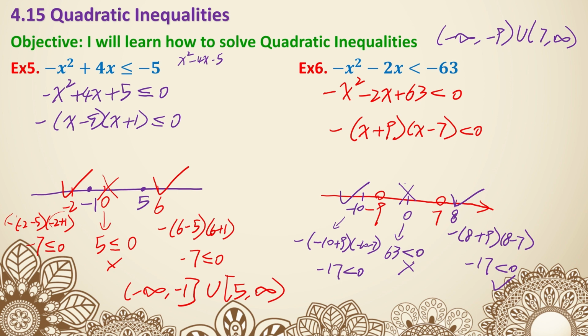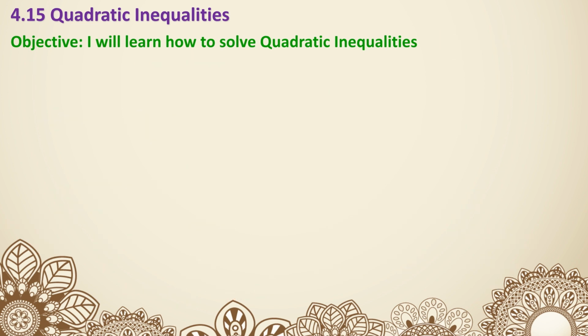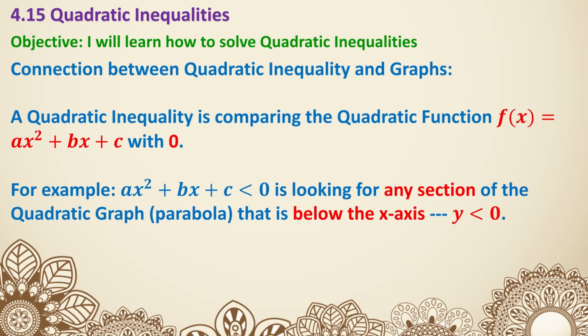Moving on. So these are the general method. Now let's specifically talk about the connection between the quadratic inequality and graphs. A quadratic inequality is actually comparing the quadratic function f of x equals ax squared plus bx plus c with 0. And when we say that, we are comparing the function itself with y equals 0, or in other words, with the x-axis. For example, if ax squared plus bx plus c is less than 0, you're going to look for any section where y is less than 0, which means below the x-axis. So that's what we're looking for.